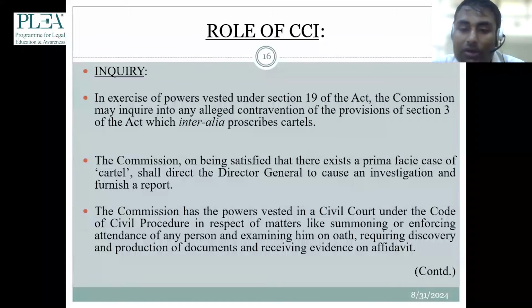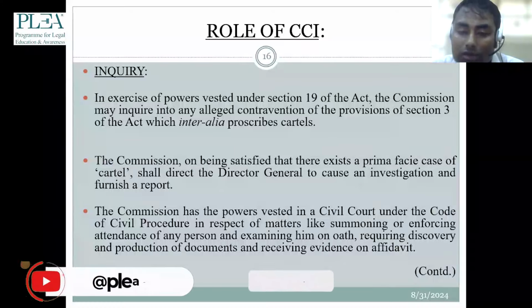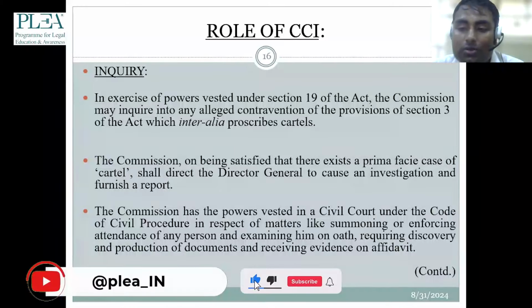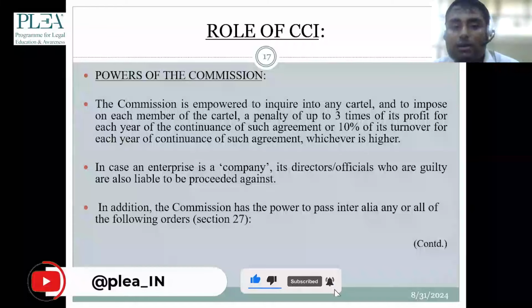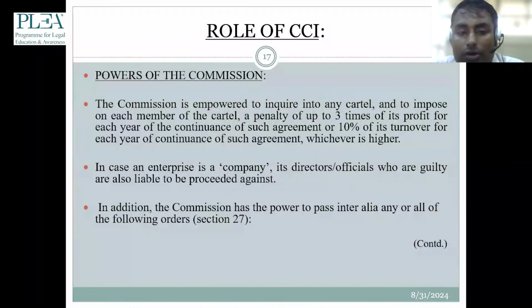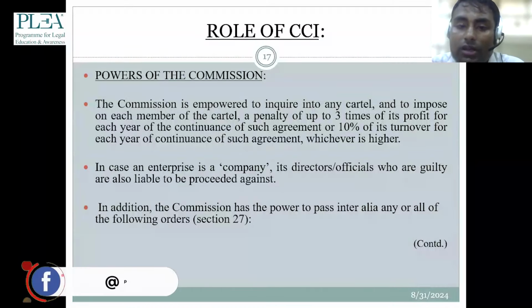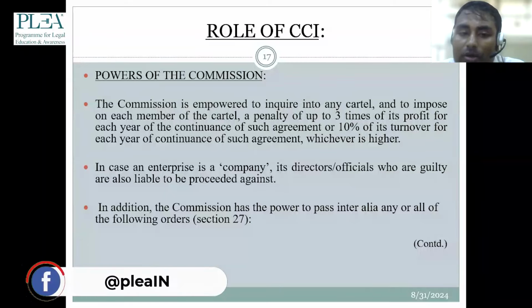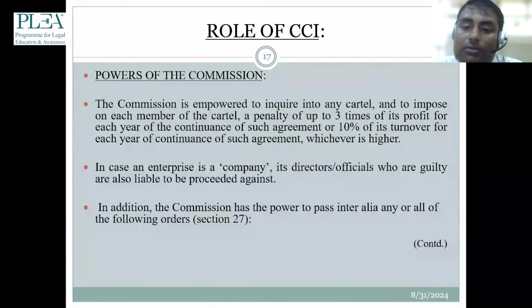So for the implementation of the CCI, Competition Commission of India, or the Competition Act, we need the support of CPC. Without CPC, it is not possible. In that case, the Commission's powers are also very important. The Commission is empowered to inquire into any cartel and to impose on each member of the cartel a penalty up to 3 times of its profit.